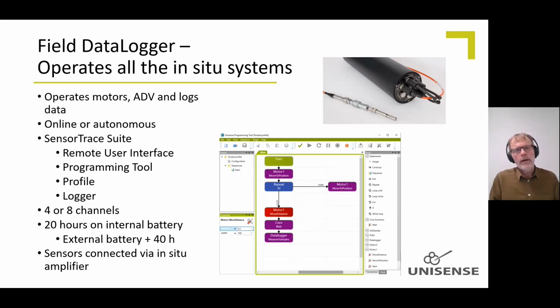So it's operated through the Sensor Trace Suite software. There's a very simple programming tool here, which allows you from these blocks to make quite advanced programs. Actually, there's also an even simpler remote user interface. It comes with 4 or 8 channels. It has a battery for 20 hours. We can add an extra 40 hours as an external battery.